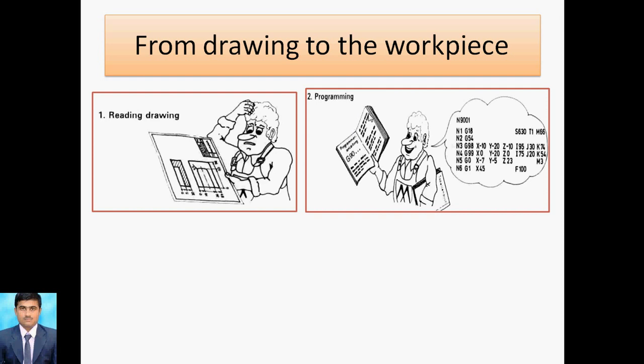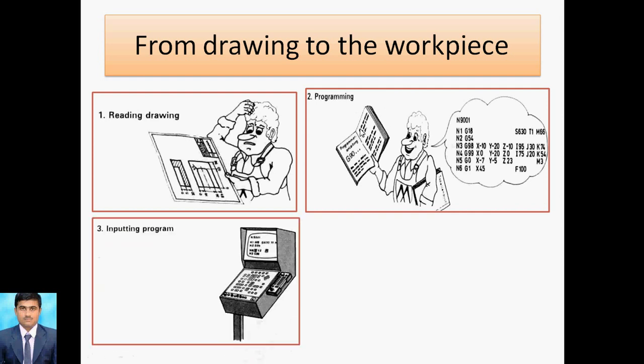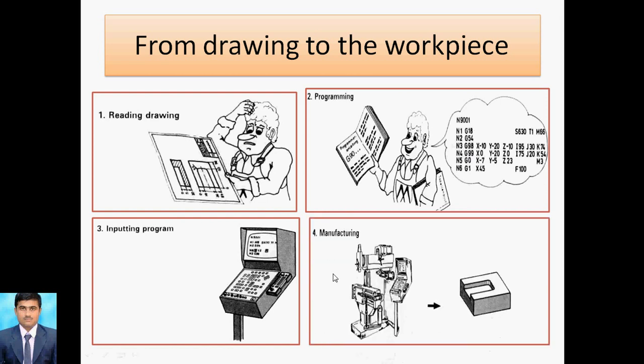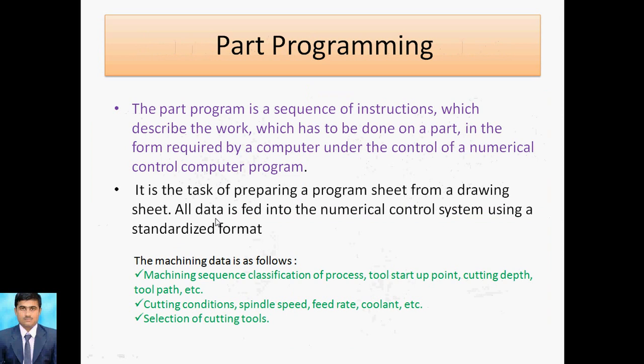Suppose NC programming is there, and second is computer programming. So there are two methods: one is NC programming and the second is computer aided programming. Then third is the part for inputting the program. After completion of this program we have to feed it into the machine, and then produce the finished product with the help of machines. The machines will be NC or CNC. So this is how the toolpath is followed. This is the flow chart from reading the drawing to manufacturing. Now we will concentrate first on part programming.